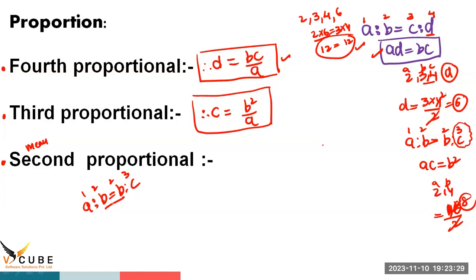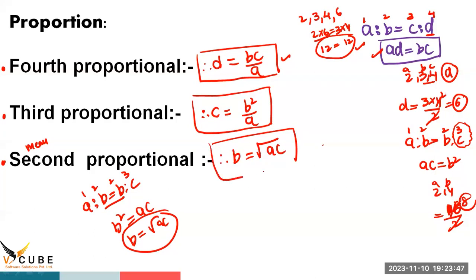Find out the B value. B into B, B square, is equal to AC. B is equal to root of AC. Now just remember, guys, the second proportion formula: B is equal to root of AC. Clear, all of you?